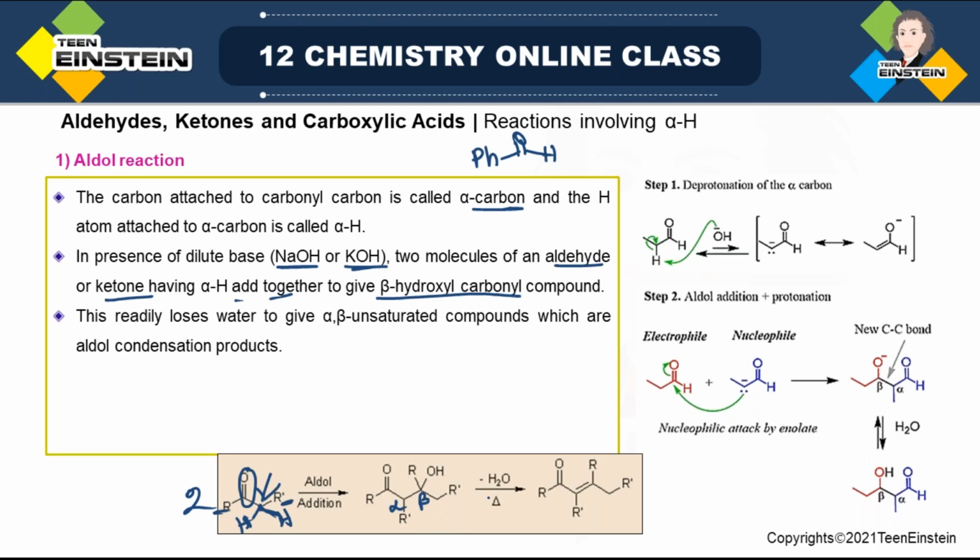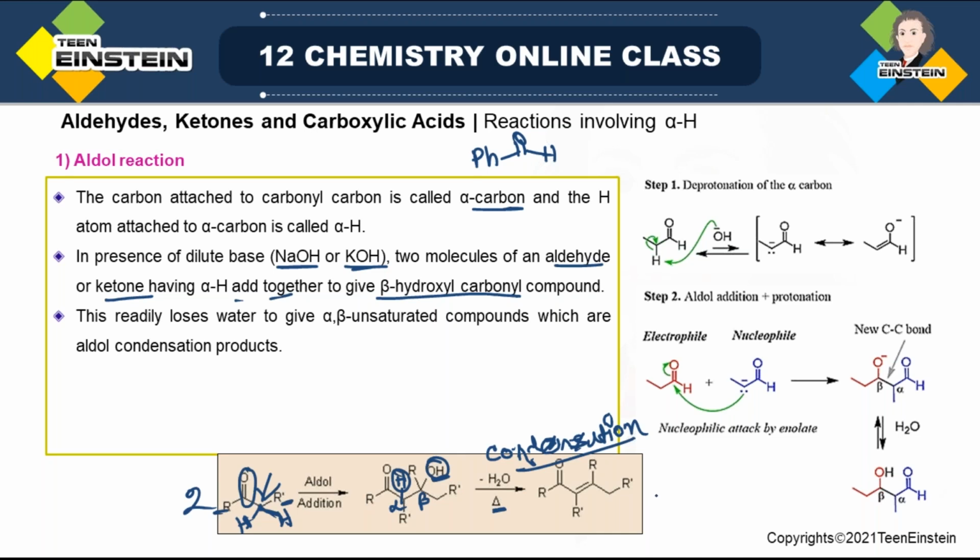And finally, if you heat it, and if you do not heat it, it will not happen. If you heat it, then what will happen? The hydrogen here and the OH both will be removed in the form of water, and you are getting a CC double bond. So this is an alpha beta unsaturated system. The second step you can call condensation, that is the dehydration step. This is condensation, or dehydration, because a water molecule is removed.